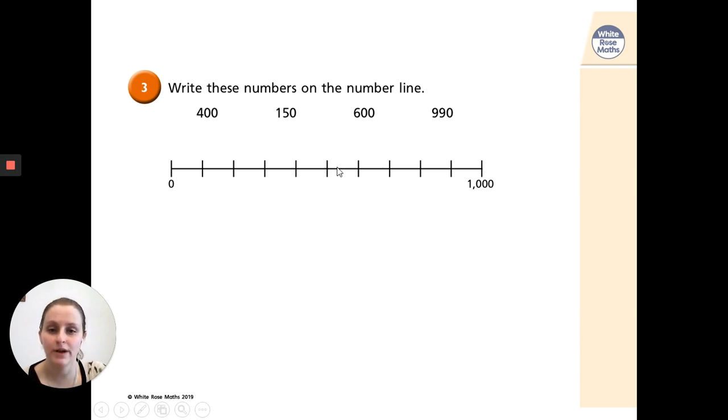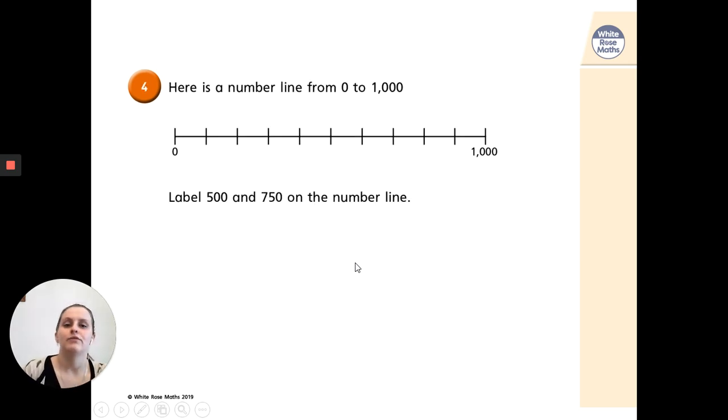So you might want to do a little bit of working out before you actually put those 4 numbers onto your number line. Now think carefully, because again, we've got 2 numbers that are just in the hundreds. We've got 2 that have got some 10s as well. So you need to be careful where you put these 2 numbers in particular. Okay, have a go at that one.